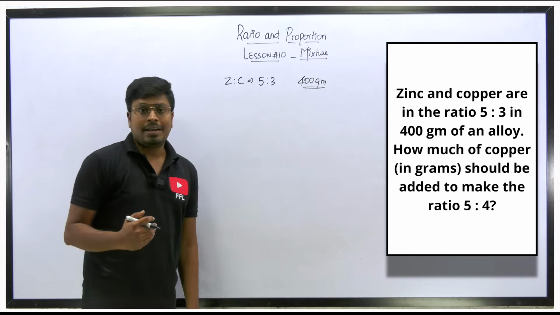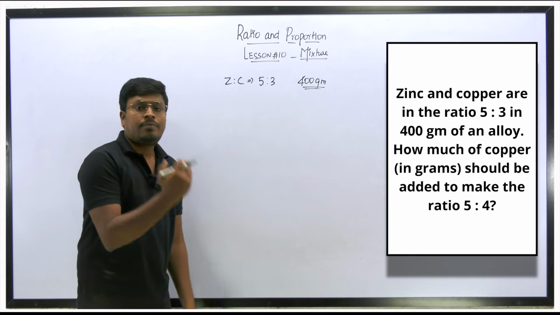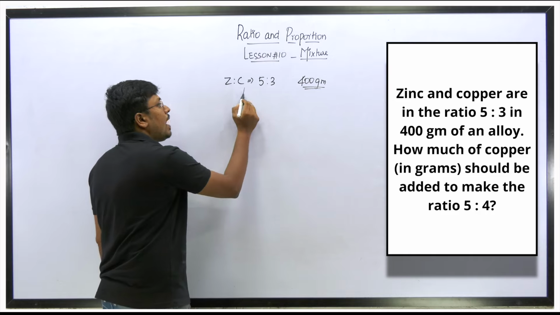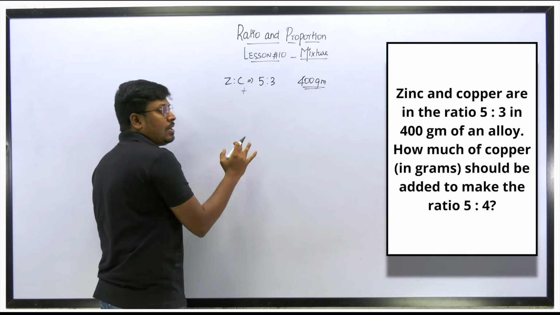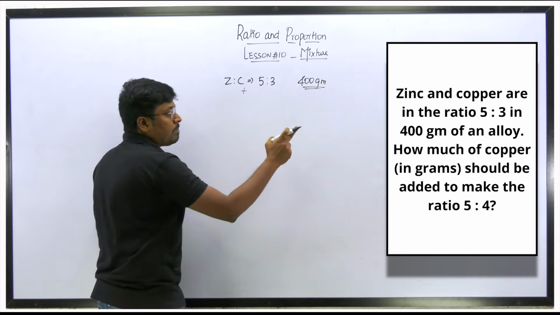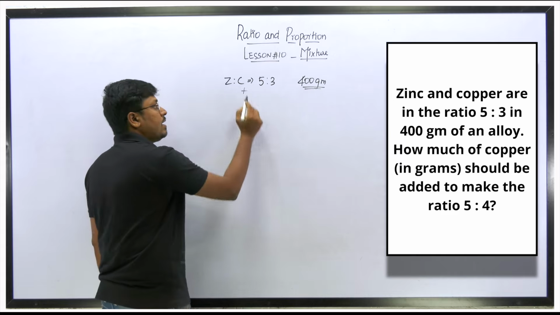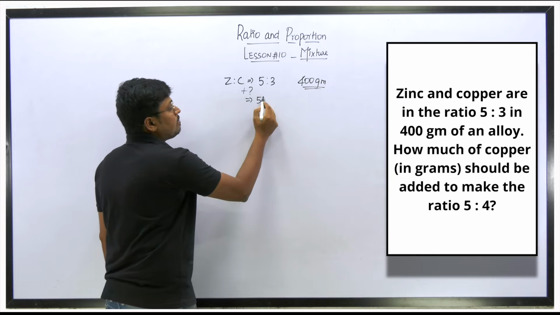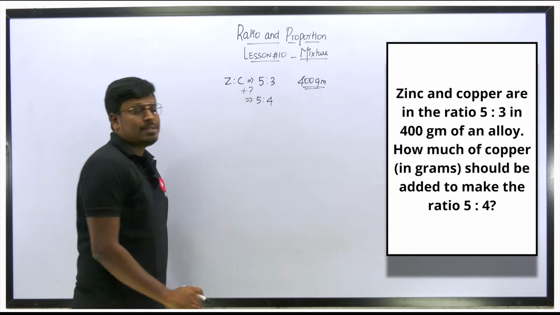Now our target is to find how much copper, not the zinc. How much copper is to be added to this material so that the ratio of zinc and copper becomes 5:4? So our target is to find how much copper is to be added so that the ratio becomes 5:4.